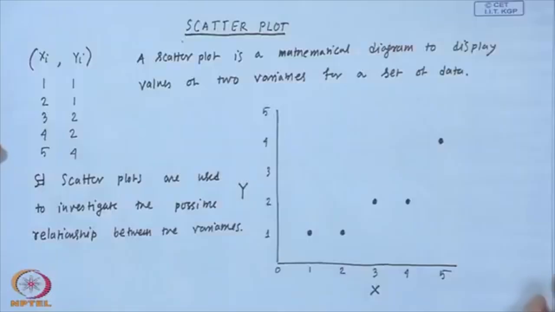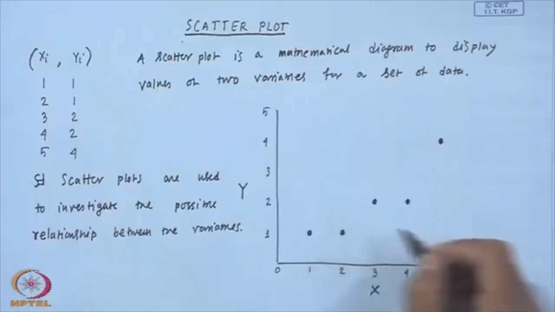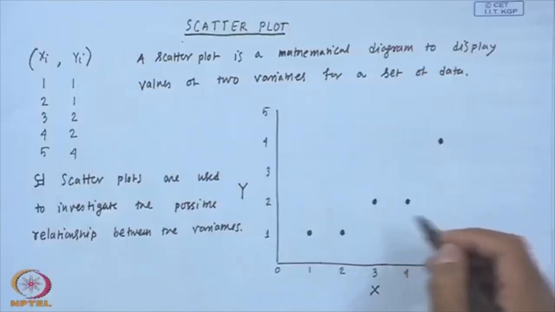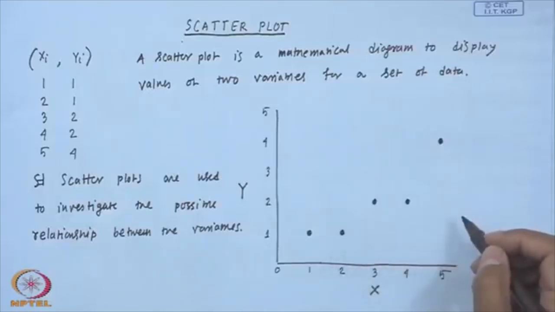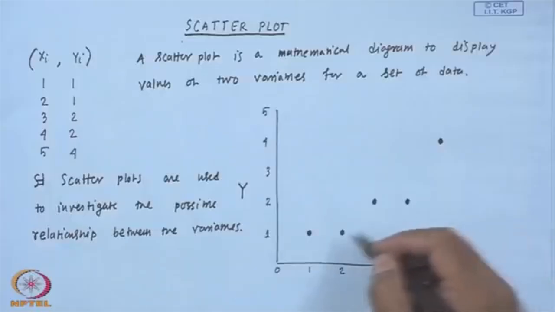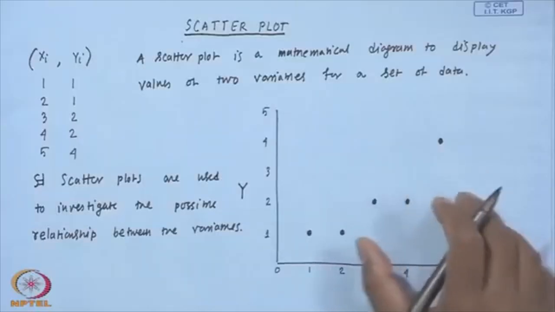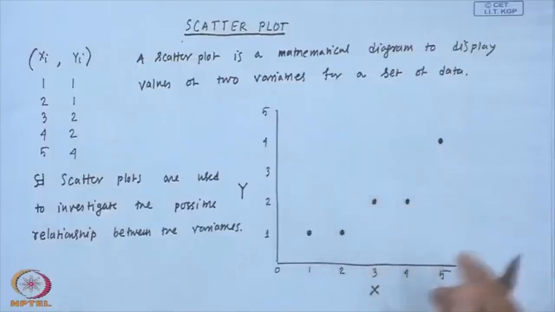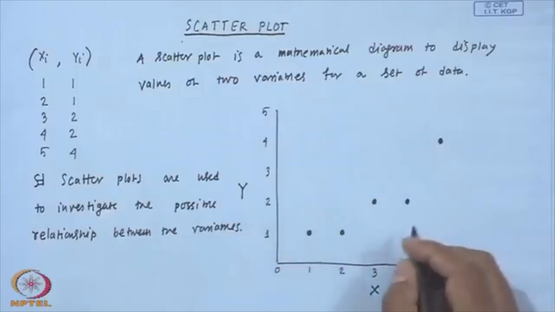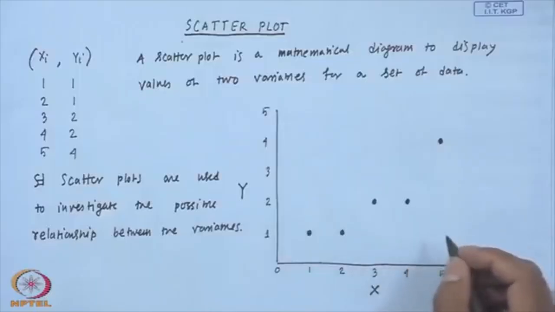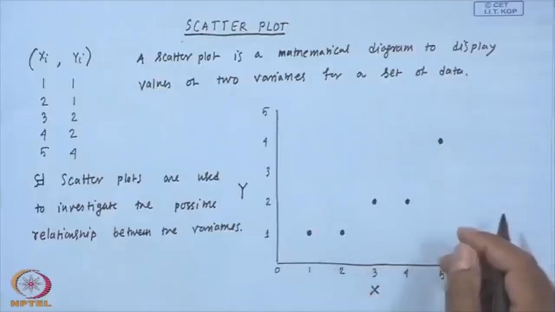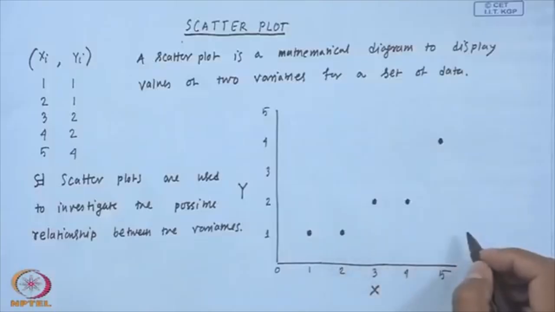Now, if the scatter plot indicates a sort of linear relationship between the variables, in that case we need to go for a linear model. But if the scatter plot indicates a sort of nonlinear relationship between x and y, then we need to go for maybe a quadratic fit or a cubic fit or a higher order polynomial fit.